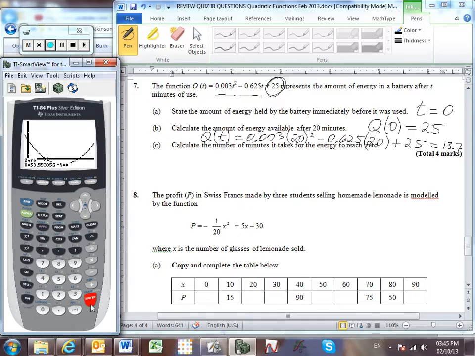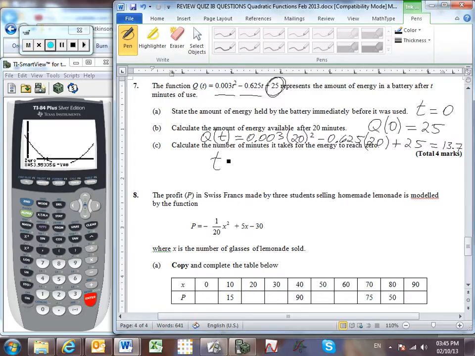It shows us that it occurs when x is equal to 53.99. I think you have to interpret this, especially when you round to 3 significant figures. Of course, it's t instead of x, isn't it? We're looking at the time. Time is going to be 54 minutes when you round to 3 significant figures.